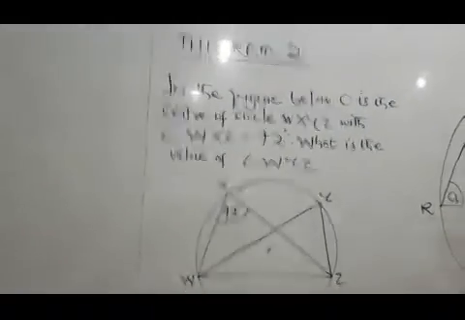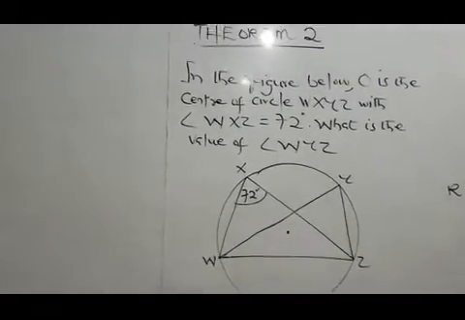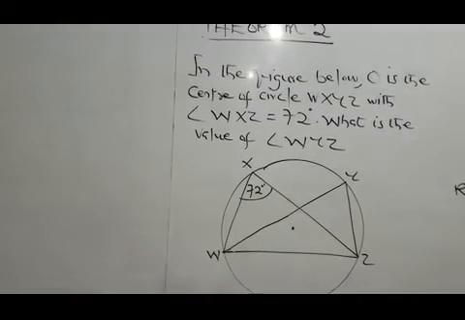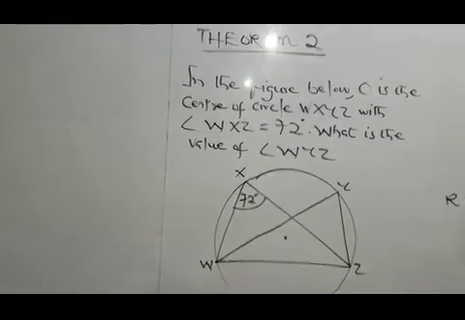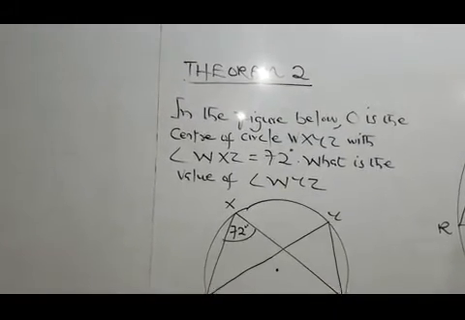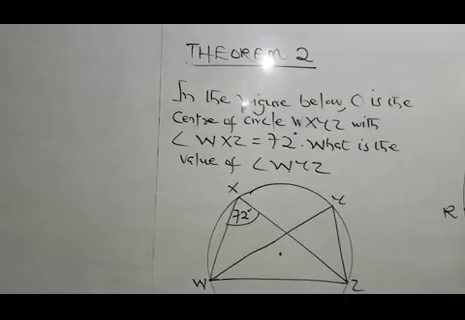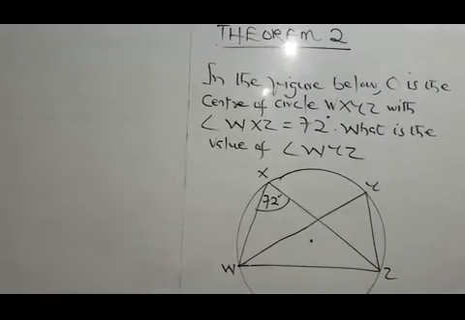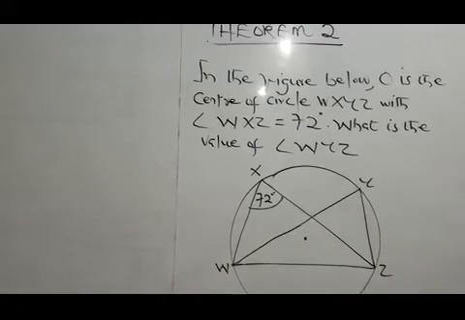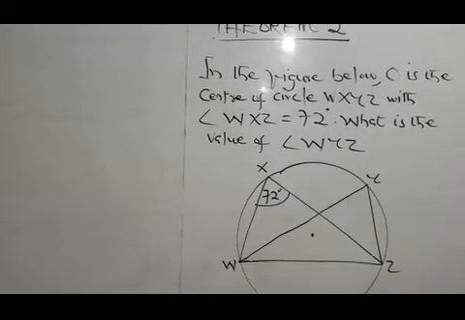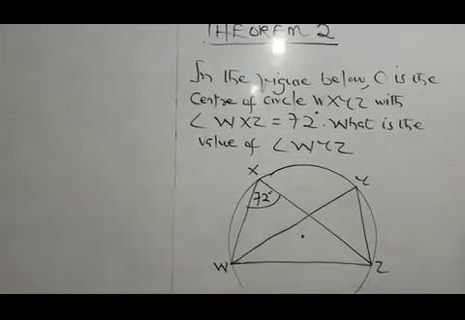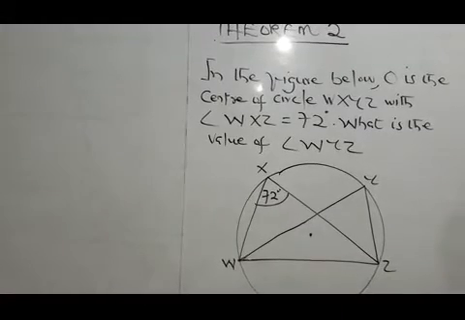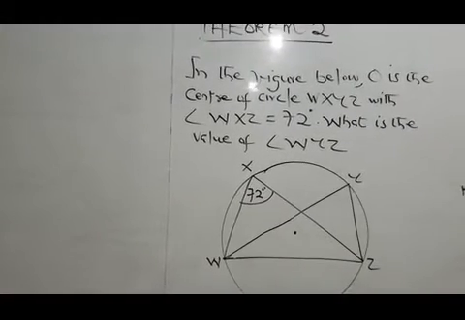In the diagram below, O is the center of circle WXYZ with angle WXZ equals 72 degrees. What is the value of angle WYZ?